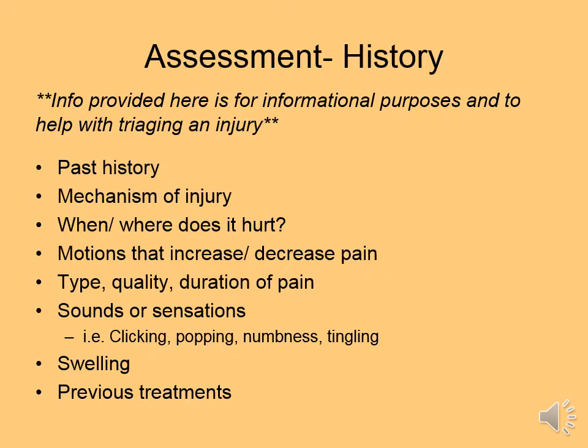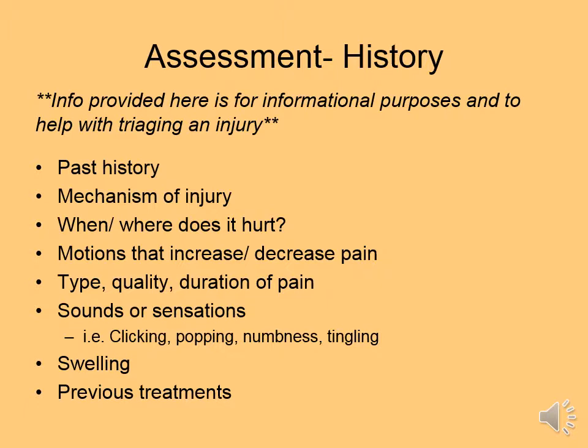So as far as assessment and history, remember that the information provided here is for informational purposes only. We're going to want to know the person's past history of injury with the elbow, forearm, hand, or wrist. What was their mechanism of injury? Did they FOOSH, or did it just come on? They don't know how it started. When and where does it hurt? So what activities cause pain, and where is their pain?